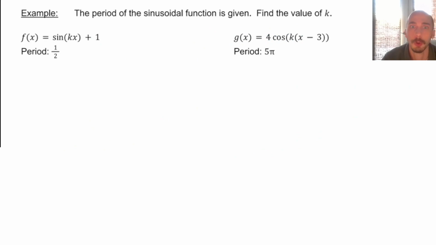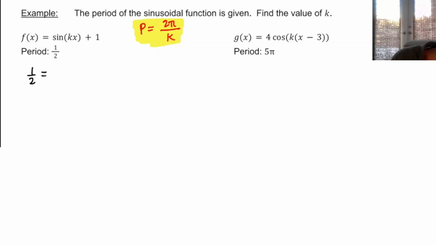All right, so for example, here I'm going to give you the period of the sinusoidal function, find the value of k, so that's basically b. So period equals 2 pi divided by k in this case. I'm going to write that formula out because k is the multiplier on x, and that'll be an important formula for us. All right, so over here, period is half, so period equals 2 pi divided by k.